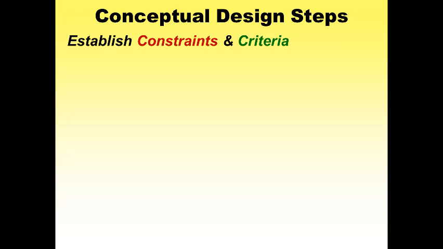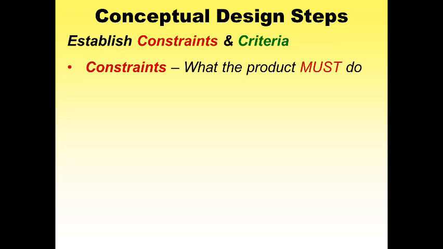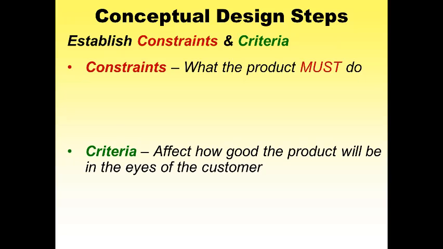Now, amongst these features and functions and performance specifications, some of these will be constraints, some of them will be product criteria. Now, these are two words again that sound similar, but let's see if we can differentiate them. Constraints are something that the product absolutely must do, whereas criteria are things that affect how good the product will be perceived by the customer depending on what level we choose.